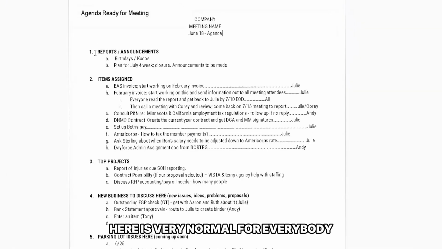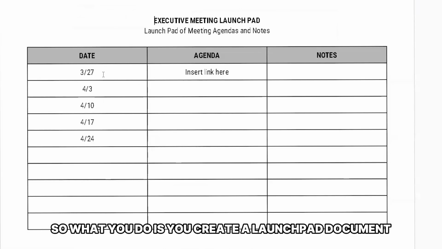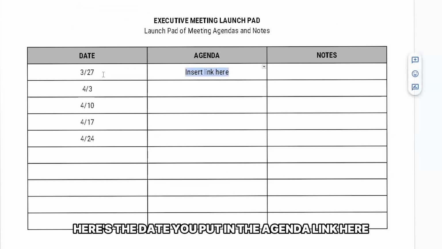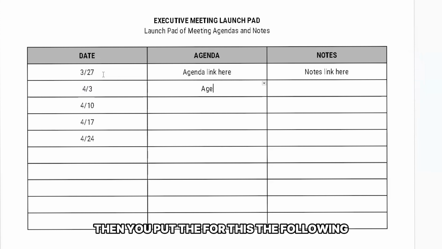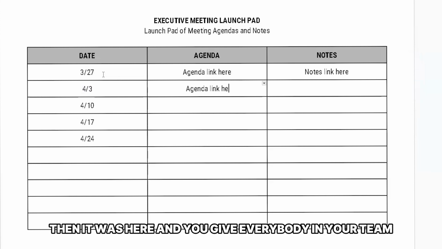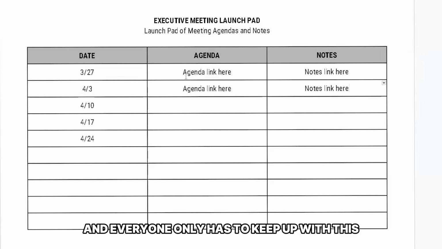Here, it's very normal for everybody to go, man, we've got to keep up with all these. So what you do is you create a Launchpad document. Here's the date. You put in the agenda link here, then you put the notes link here, and then the following week. You give everybody in your team the link to this Launchpad, and everyone only has to keep up with this Launchpad document.